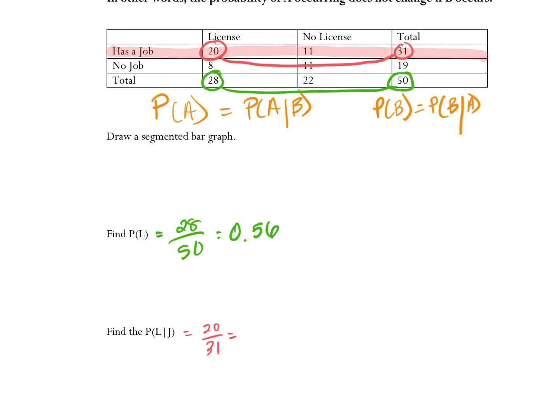Everybody good? 21 out of 31 is probably about short of 0.6, so 0.65 maybe? Can someone help me out? 0.645. It's close.